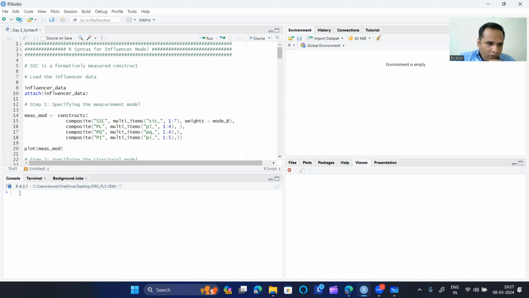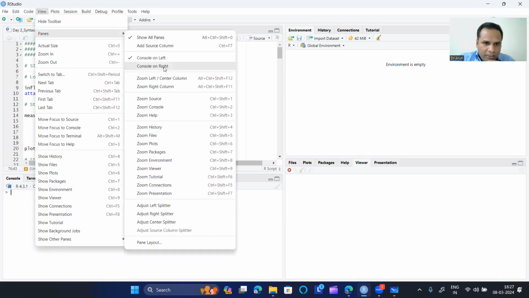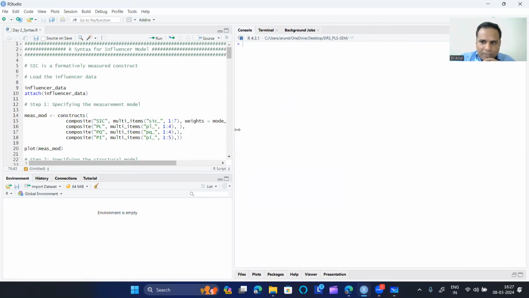Okay, so now let me change the window pane here. I will take my pane to the right hand side so that I have a big canvas to explain things. Okay, now friends, all of you just pay attention.